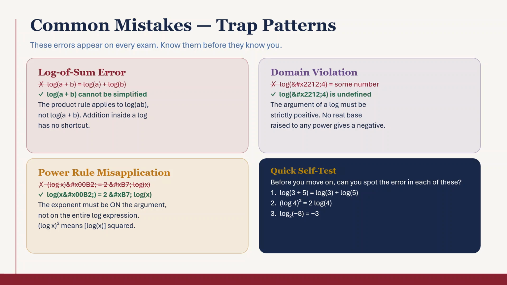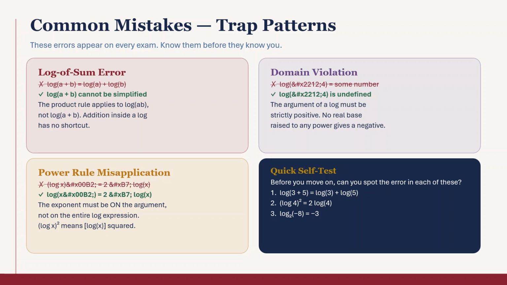Mistake 2. The direction error on the power rule. The power rule brings an exponent out as a coefficient. It does not let you pull the base out. Log of x to the k equals k log x, not x log k. The exponent comes out, not the base.